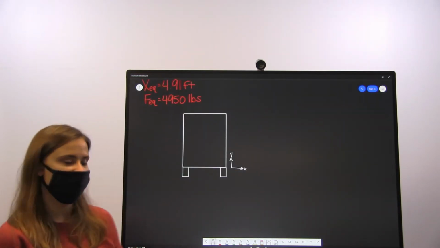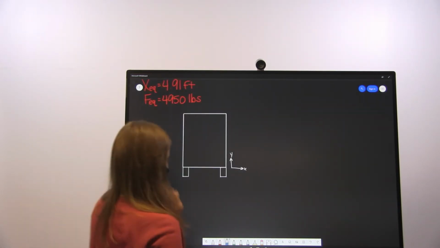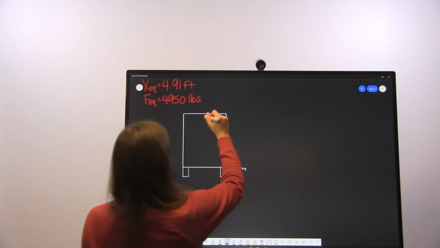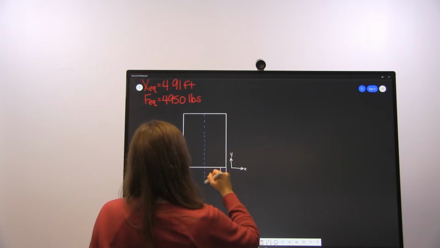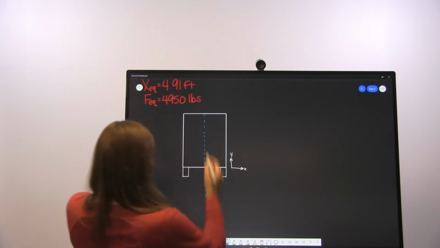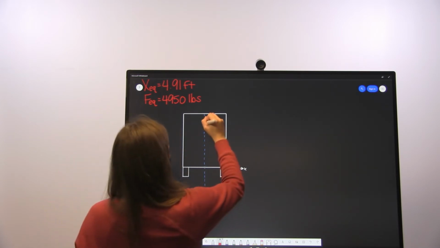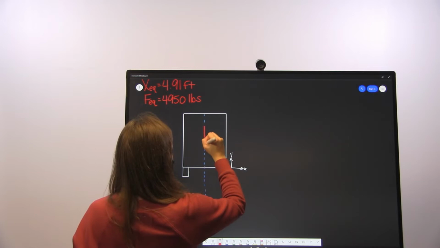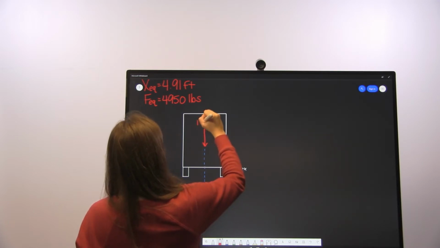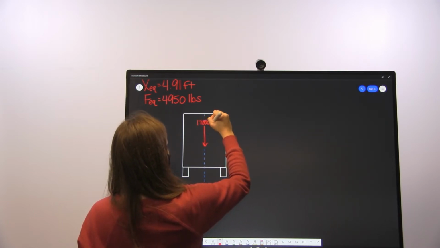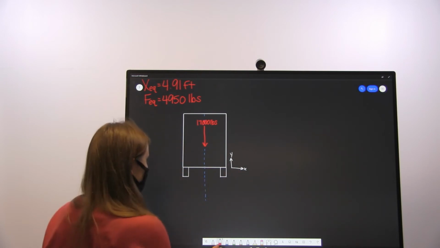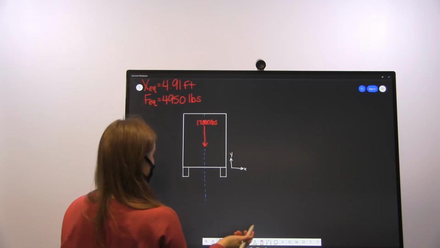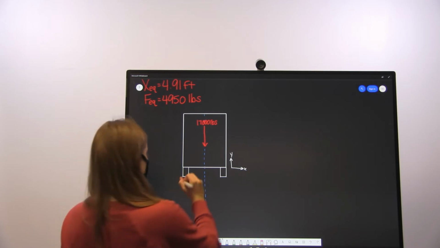So now we're going to want to draw our free body diagram of the truck. First, we know that its weight is acting in the middle of the truck. So the middle is going to be about right here, and we're going to have this 17,000 pounds acting down directly in the middle. And then we're going to have our reaction forces of the tires, the left and right tire.